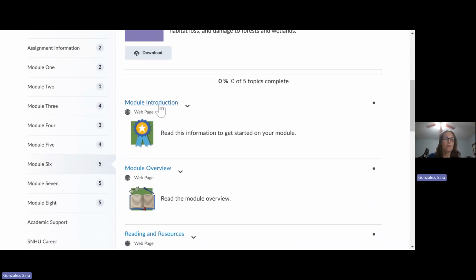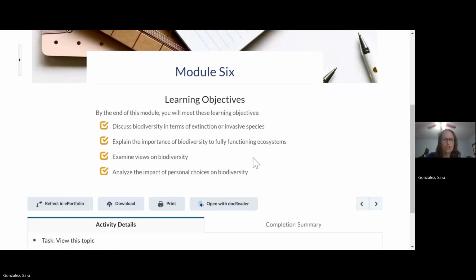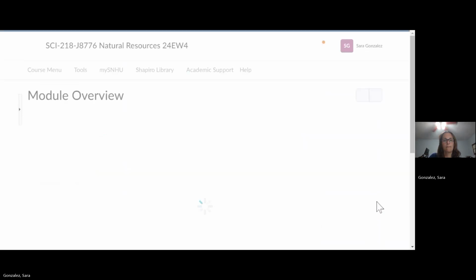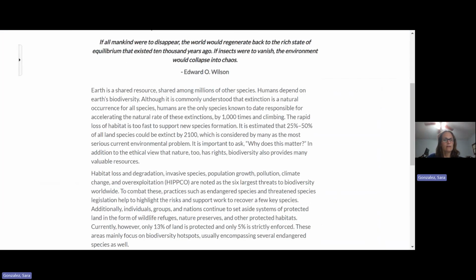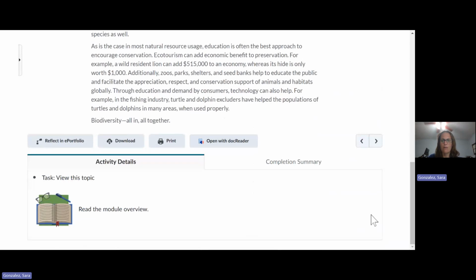So the intro here, if you go to module introduction. So again, a quick little blurb here about the objectives that we'll be taking a look at. So looking at biodiversity, looking at how it relates to extinction or invasive species, looking at the importance of biodiversity and ecosystem functionality, and differing views or personal choices on biodiversity. Again, a quick overall theme here about what biodiversity is. Take a look at that.